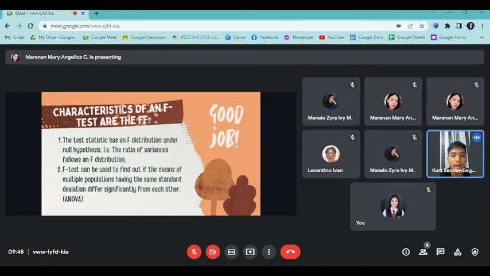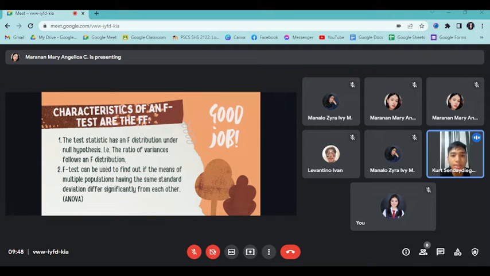Characteristics of an F-test are the following. Number 1: the test statistic has an F distribution under the null hypothesis. The ratio of variances follows an F distribution. So why does the test statistic have an F distribution under the null hypothesis? Because the sums of squares should be statistically independent, and each should follow a scaled chi-square. The condition is guaranteed if the data values are independent and normally distributed with a common variance.